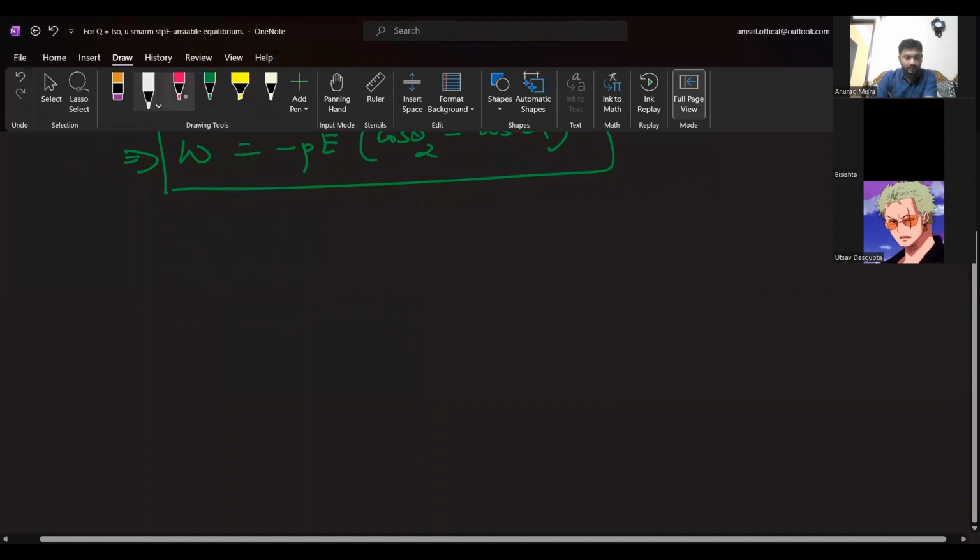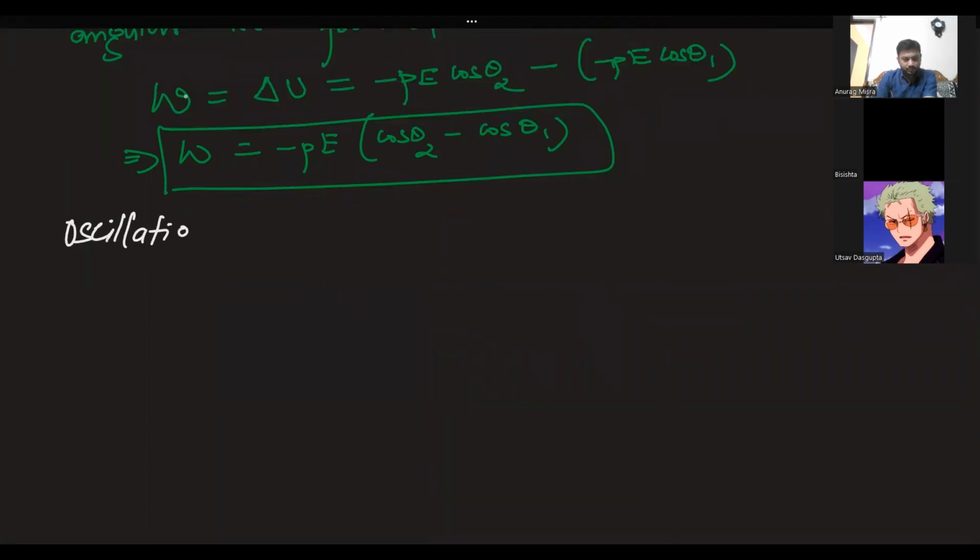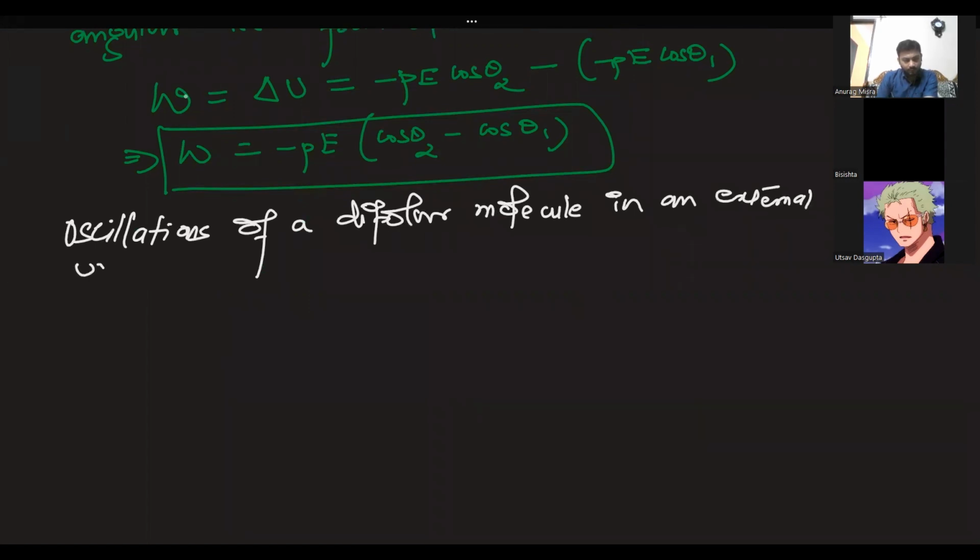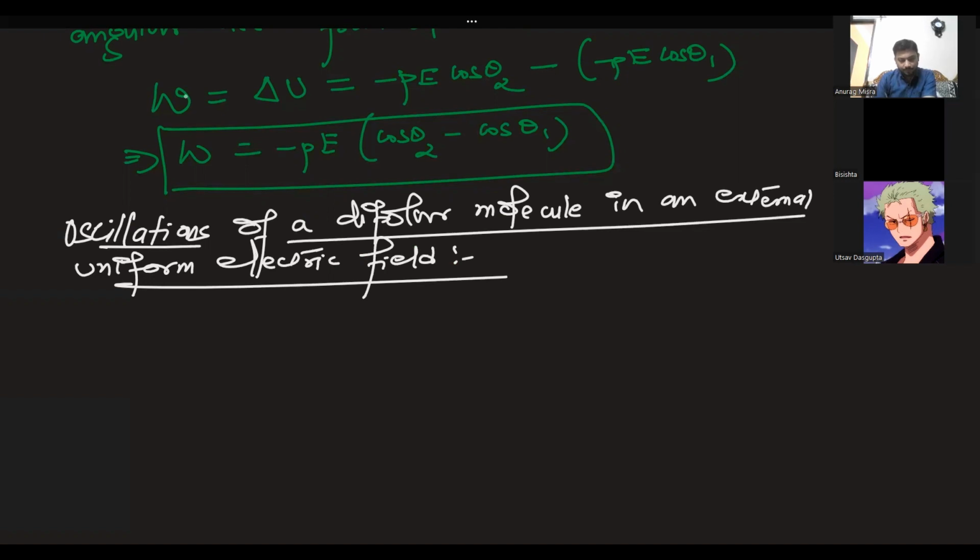Next, the point is oscillations of a dipolar molecule in an external field. Suppose a dipole is displaced by a small angle, say theta, with respect to electric field E. If we slightly rotate a dipole with respect to electric field E by angle theta, then we know that the torque acting on it will be pE sin theta.